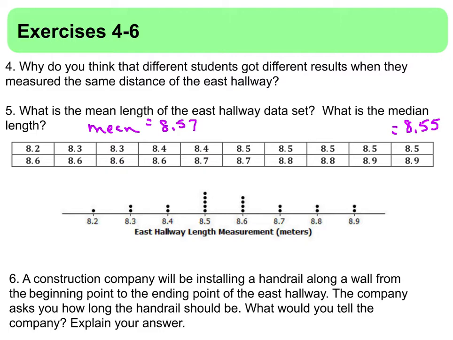So in this one, number 6, a construction company will be installing a handrail along a wall from the beginning point to the ending point of the east hallway. The company asks you how long the handrail should be. What would you tell the company, and explain your answer?